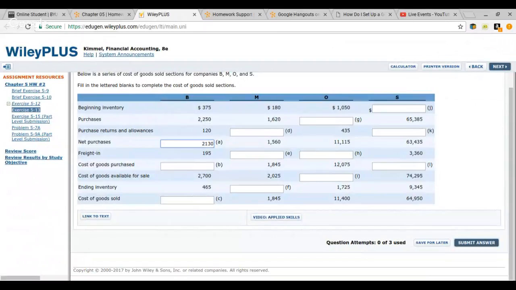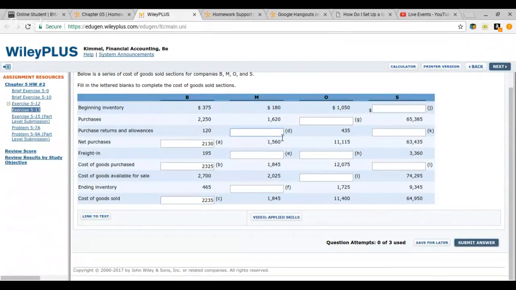We then add in the freight in, which is going to give us the cost of goods purchased, which on my problem here is $23.25. I'm assuming that your guys' numbers are a little bit different than mine. We'll now add the cost of the beginning inventory to our cost of goods purchased, which is going to give us our cost of goods available for sale, $2,700 on my problem. Ending inventory, we know from this chart, is $465, which is going to be subtracted from our $2,700 cost of goods available for sale, which gives us our total cost of goods sold, which is $22.35.